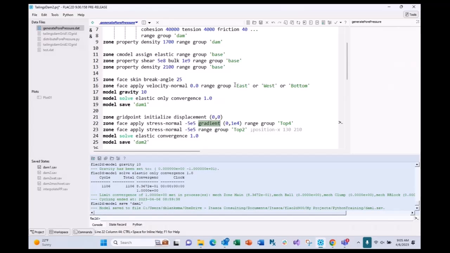So water pressure on top two face would simply be the pressure would equal density, gravity, and the height of the dam. Water density is 1,000. Gravity we just set at 10. Height is 50. So that's 500,000 pascals. So we're using metric.